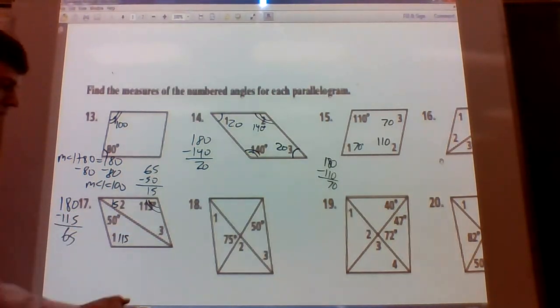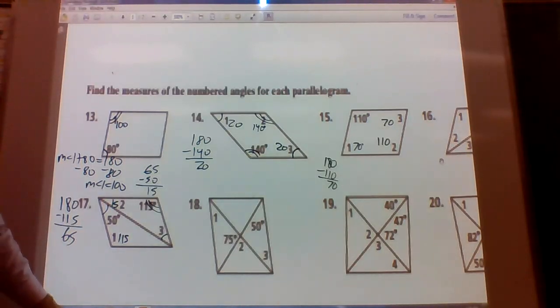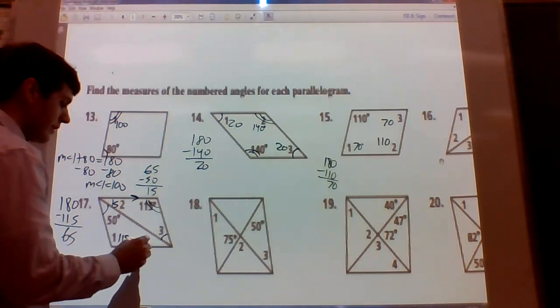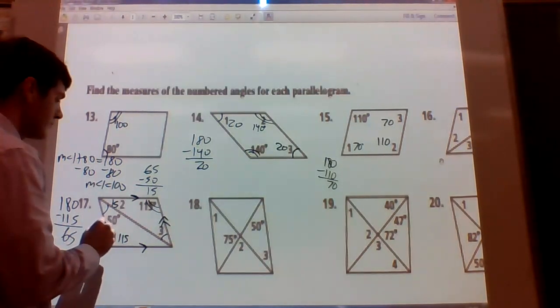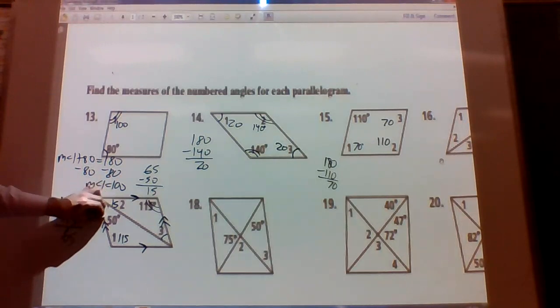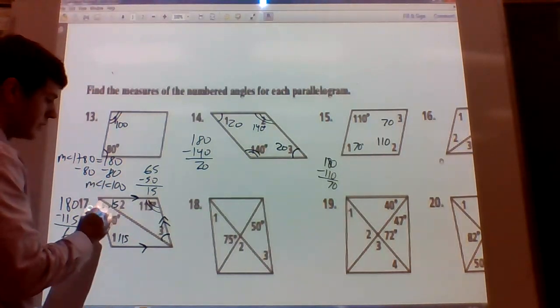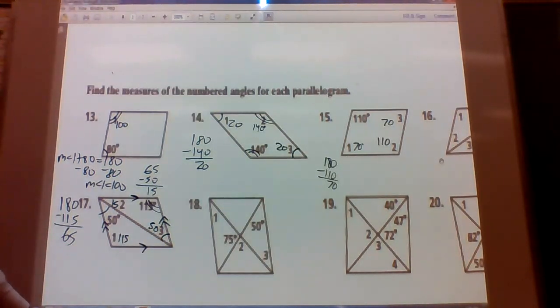And then here, for the first time in this one, we have alternate interior angles. A parallelogram is defined as having two pairs of parallel sides. So alternate interior angles are going to be congruent. So this one, angle 3, is going to be 50 degrees. The measure of angle 3 is 50 degrees.